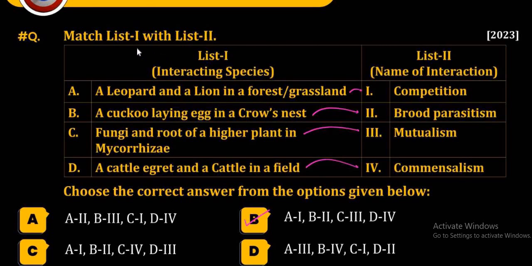Next question. Match list 1 with list 2. List 1: interacting species. List 2: name of interaction. A leopard and a lion in a forest grassland: competition. Cuckoo laying egg in a crow's nest: brood parasitism. Fungi and root of a higher plant in mycorrhiza: mutualism. Cattle egret and cattle in a field: commensalism. Option B is correct.